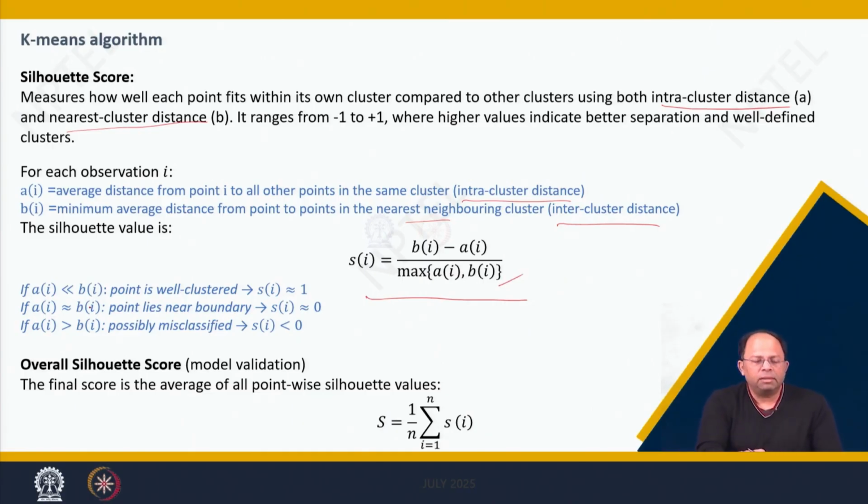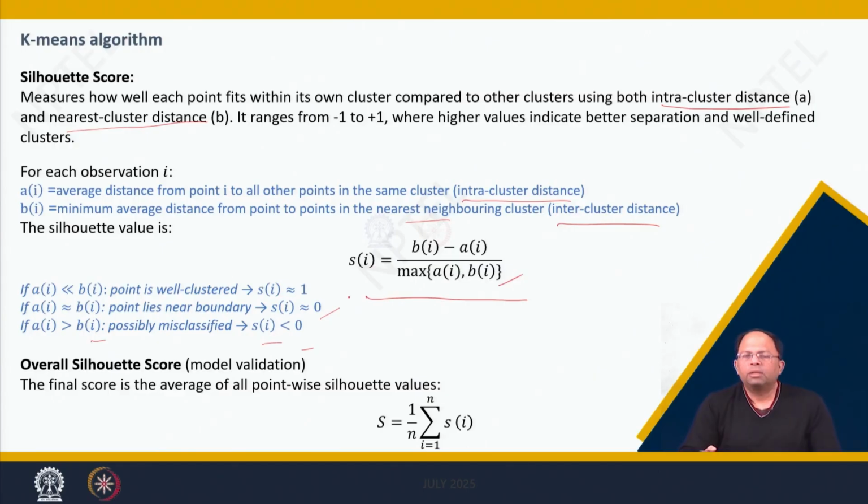If we find that a_i is less than or equal to b_i, then the point is well clustered in most cases, and the S_i value will be approximately 1. When a_i is almost equal to b_i, then S_i equals 0, and the point lies near the boundary. And if a_i is greater than b_i, then possibly this is misclassified. That means S_i is less than 0, so we have to be careful about that. We will always want it to be above 0, right?